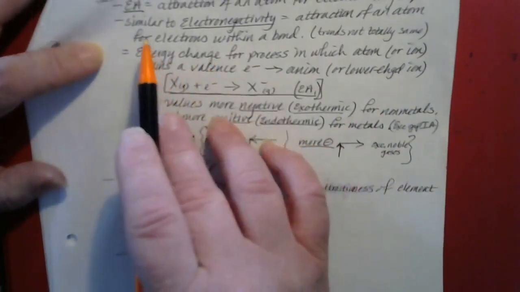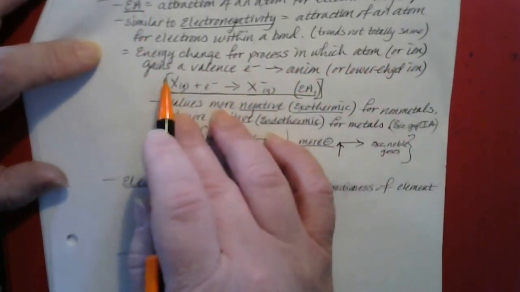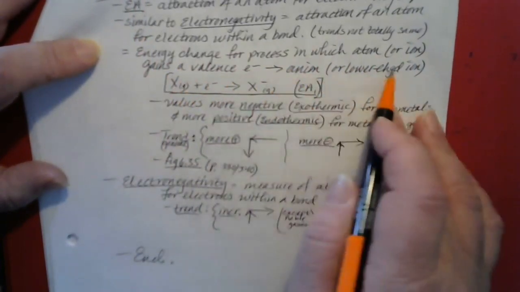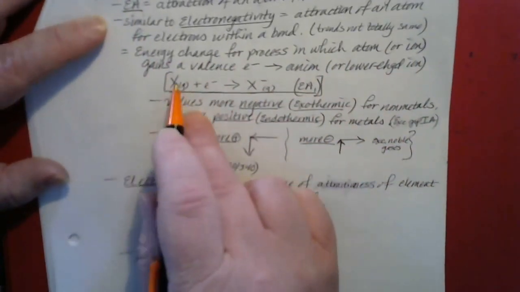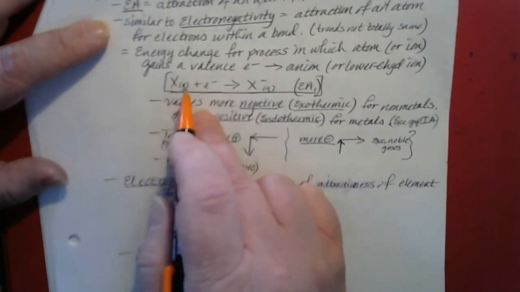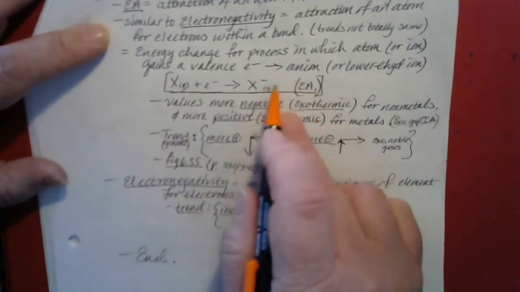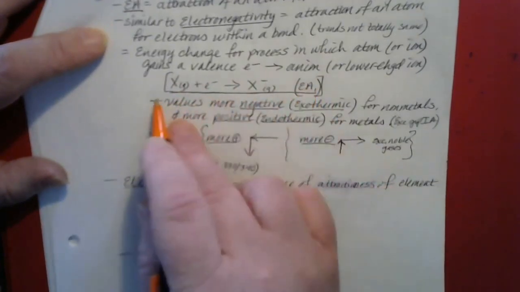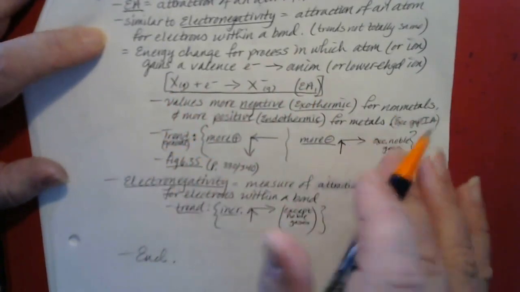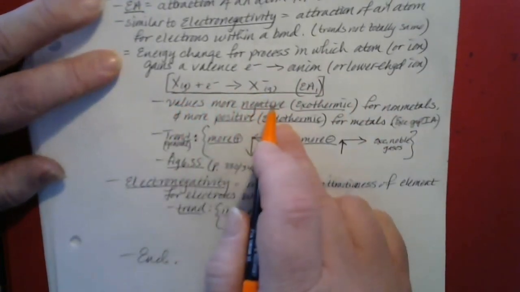Electron affinity is basically the energy change for the process in which an atom or ion in the gas phase gains a valence electron and forms an anion, or a more negatively charged ion. So element X in the gas phase gains an electron and forms the X minus ion in the gas phase. The delta H, or the change in energy for that reaction, would be the electron affinity for element X. As with ionization energies, there are multiple electron affinities for a given element. You could then take X minus and add another electron to form X minus 2 ion.